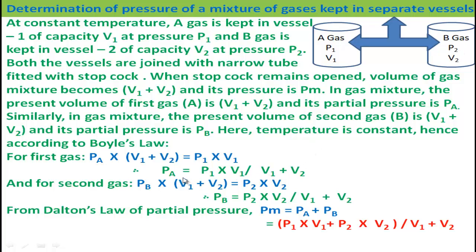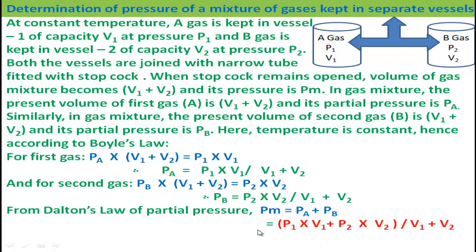So that pressure which we will get will be the partial pressure of A gas. Now in case of the second gas, the partial pressure of the second gas will be the pressure of B gas times the specific volume of vessel 2 divided by the total volume, V1 plus V2. Now from Dalton's law of partial pressure, we know that the total pressure of the gas mixture will be the addition of partial pressures. So now putting the values, we will get this.